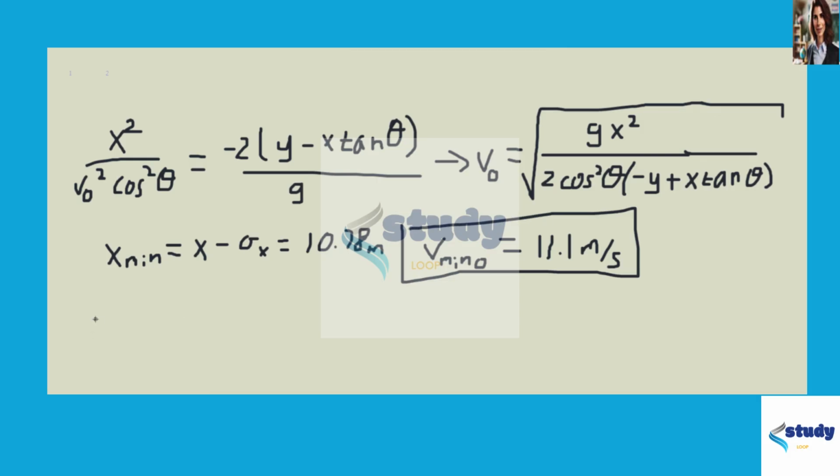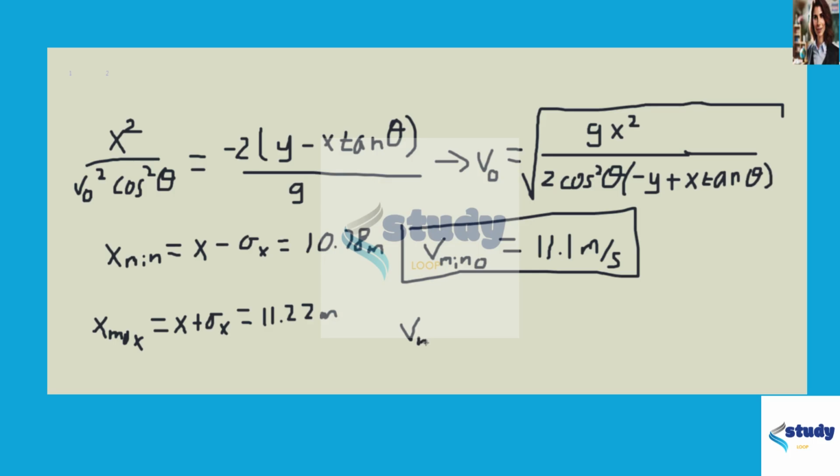Now we need to find the maximum. So when x is maximum, the maximum allowed is equal to x plus the uncertainty. So this is 11 plus 0.22. If you do that, you get 11.22 meters. So now we're going to plug in 11.22 for all the x values in the V naught equation above, and we're going to find the maximum.